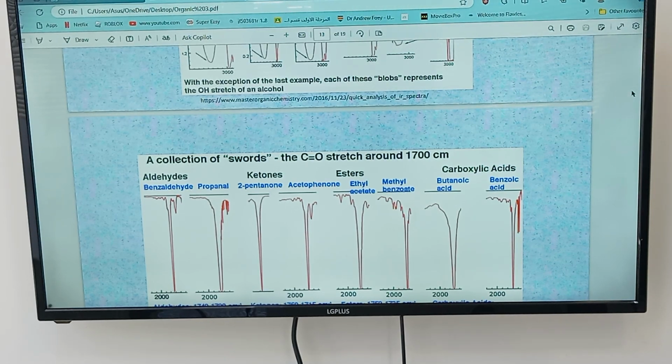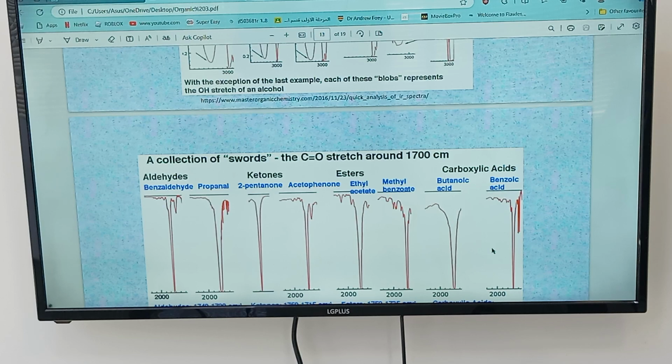So another example, we can see it here, a collection of C=O stretches. The carbon and oxygen stretch is around 1700 centimeters inverse. For example, aldehyde, benzyl aldehyde, or propanal, the peak will be around 2000, while pentanone is as well 2000, acetophenone 2000. But look at the location of the peak.